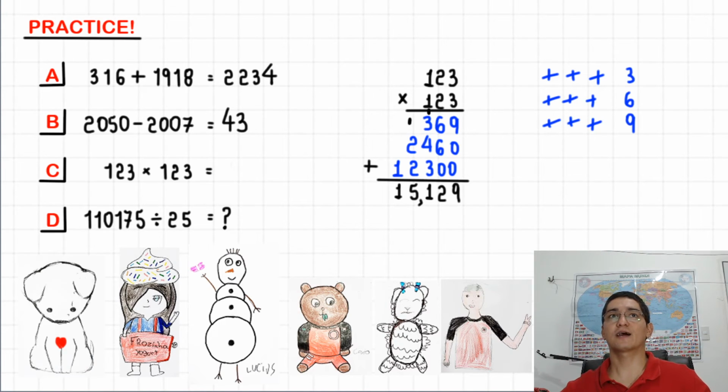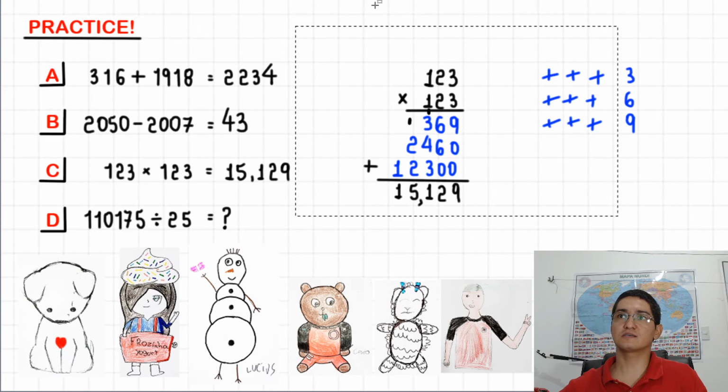We got that right. I am proud of you because you are here with me. You didn't leave me. There is at least one person who is with me, okay? The result here is 15,129. That is correct.